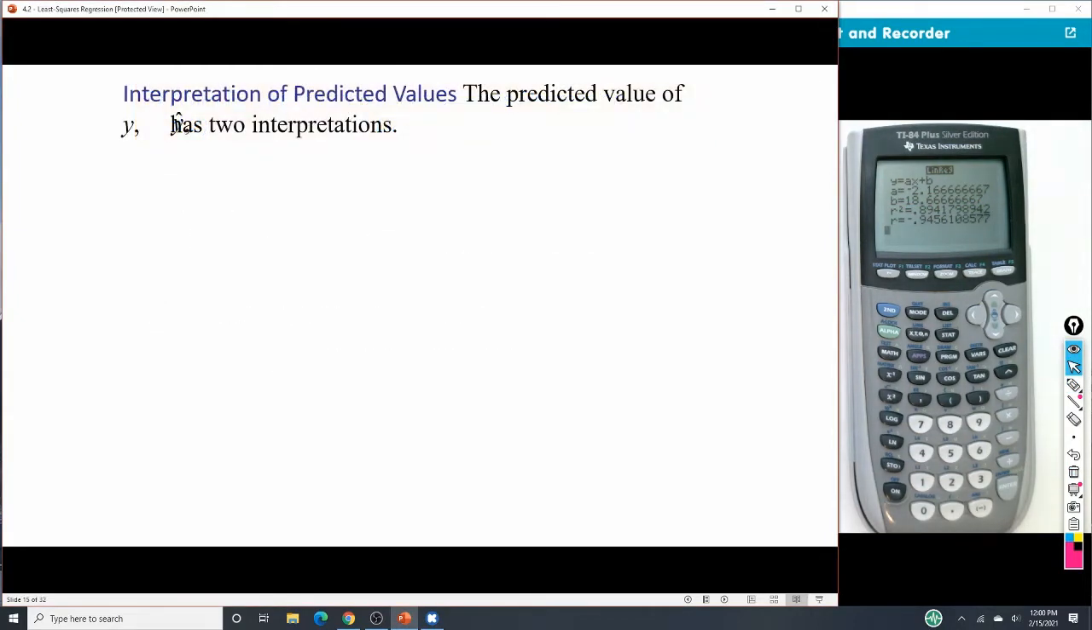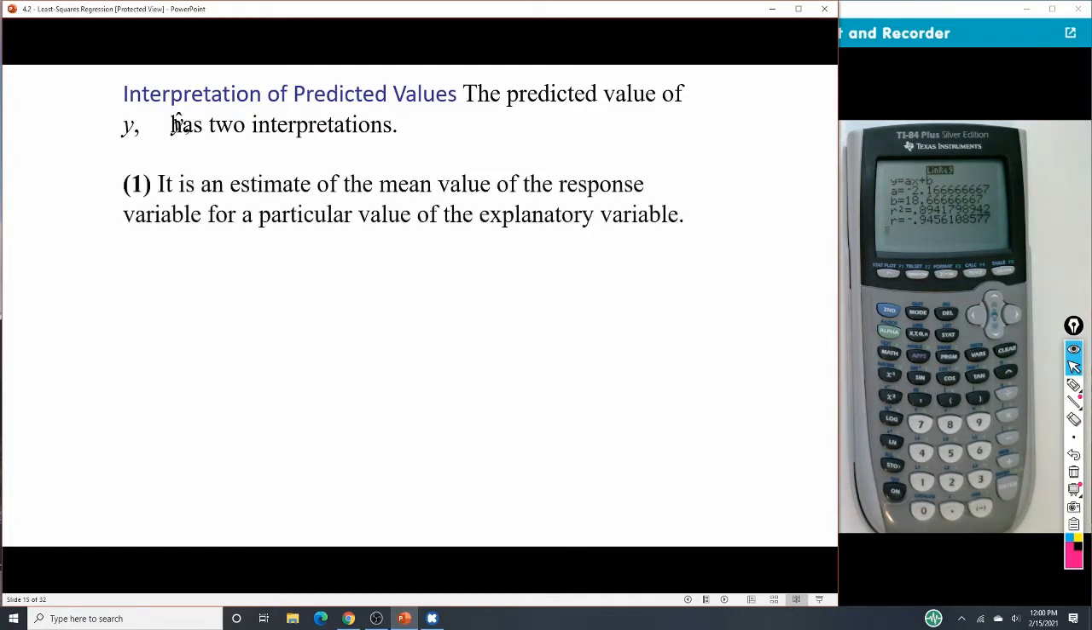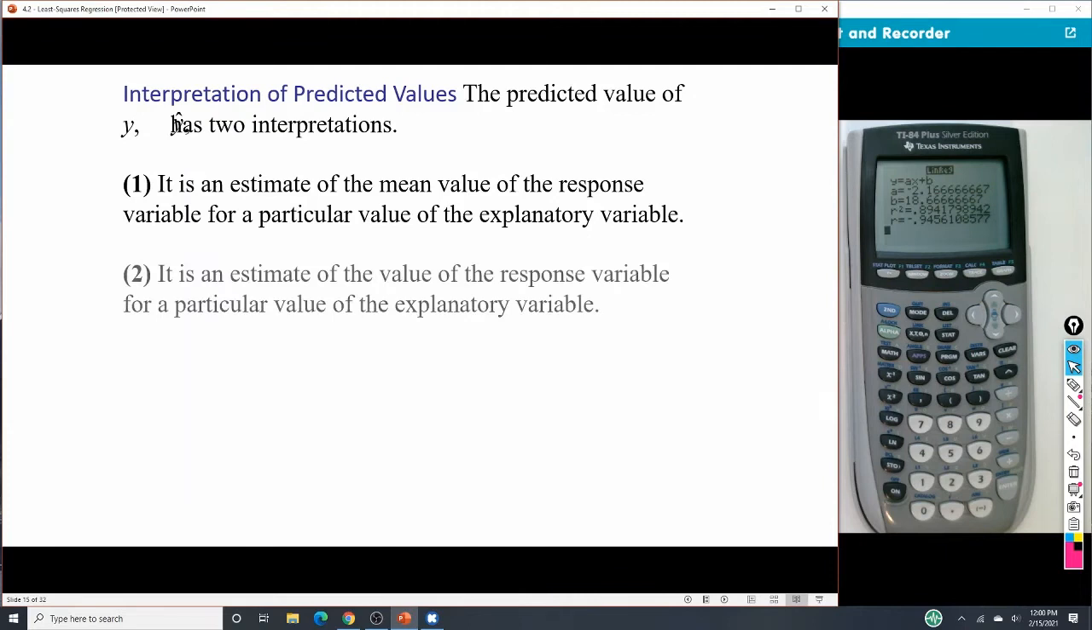All right, so the predicted value of y hat, I know it's kind of hard to see there, sorry about that, has 2 interpretations. One is an estimate of the mean value of the response variable for a particular value of the explanatory variable. And 2, it's an estimate of the value of the response variable for a particular value of the explanatory variable. So one, either the mean or just the value itself.